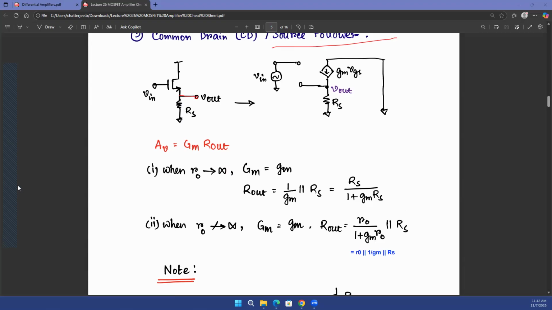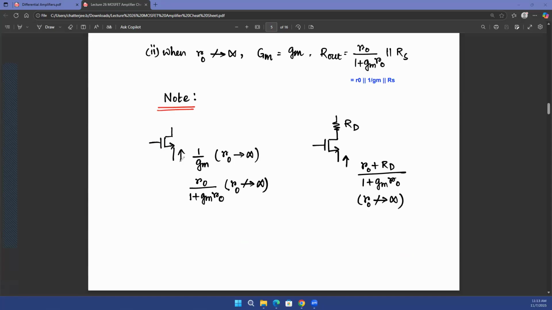Okay, but you can choose to make your life more complex and have RO not equal to infinity. In that case, you'll see your R out is going to be RO divided by 1 plus GM RO in parallel with RS. Now, this is also interesting. Why? I put that in the notes, that if you look into the source of the transistor, the resistance that you see, considering RO to be equal to infinite, is going to be 1 upon GM.